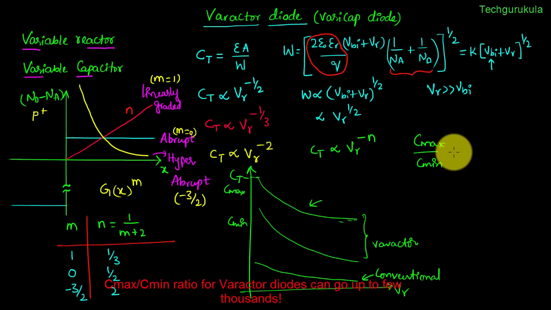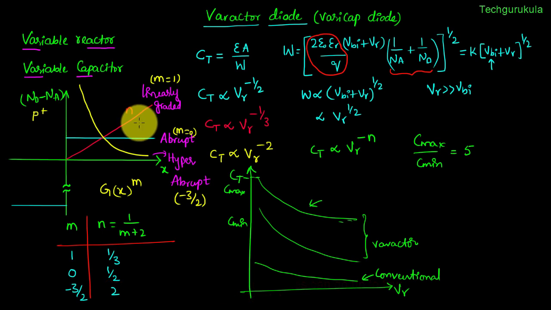And a typical value of Cmax to Cmin for a Varactor diode would be around 5. For a linear graded junction, the capacitance variation would be higher at low voltage of operation, whereas for hyperabrupt junctions, the capacitance variation would be higher at higher voltage of operation. This is all with respect to the conventional PN junction diode. The Varactor diode symbol would be like this, just like a PN junction diode, except that we represent the capacitor explicitly in the symbol, where this is the anode, this is the cathode.